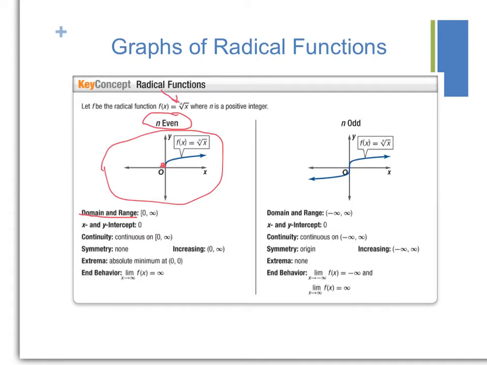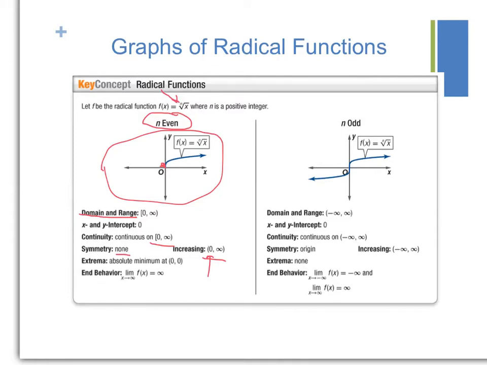Our x and y intercept, because we cross at the origin, are both 0. Our function, like I said before, is continuous only from 0 to infinity. We have no symmetry. The function is increasing from 0 to infinity. Notice we don't include 0 here because the first point is where the function starts and it is not yet increasing. So we do not include the 0, but from 0 to infinity it is increasing.